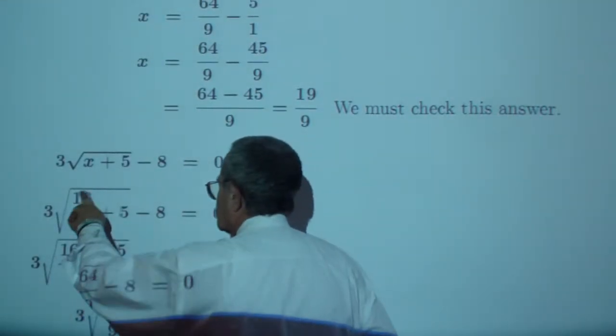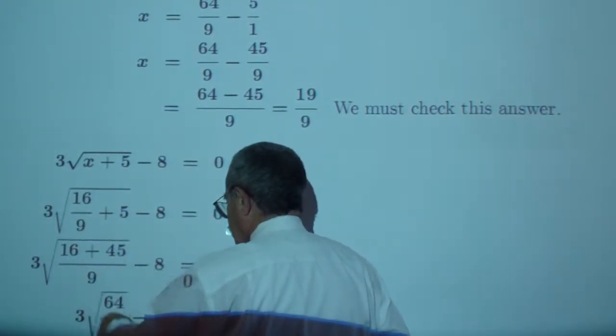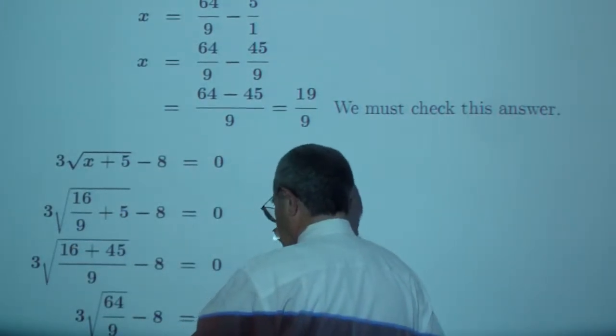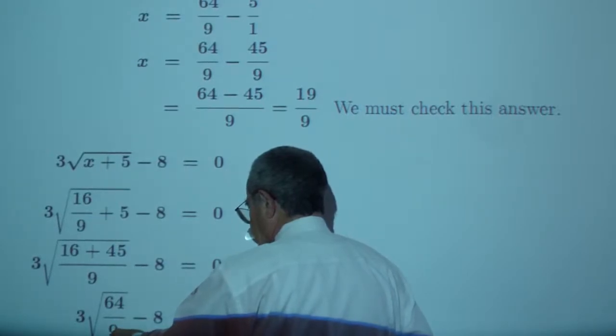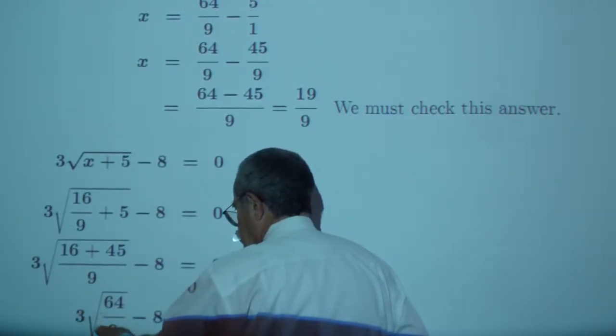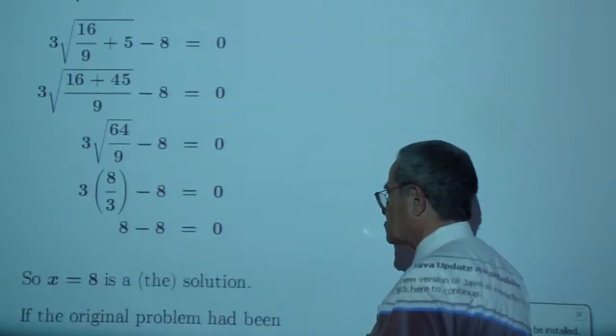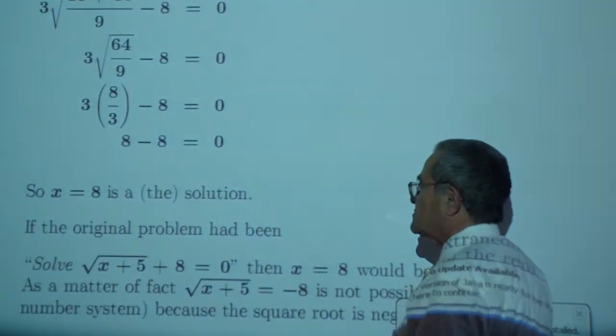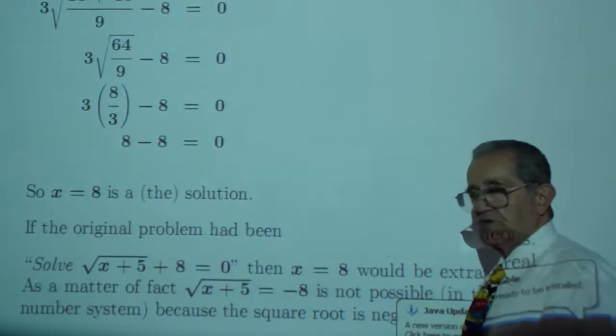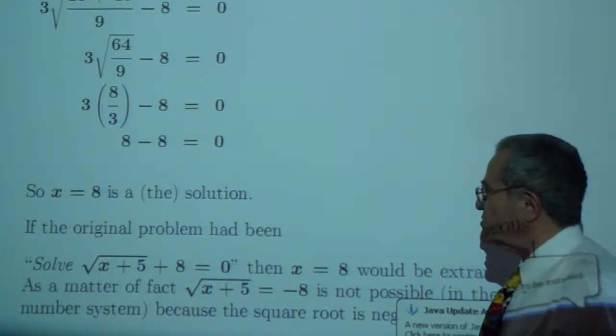So 3 times square root of 19 over 9 plus 5 gives you 3 times the square root of 64 over 9, which is 3 times 8 over 3. The 3 drops out. 8 minus 8 is 0. This works, yes? So x, which is 19 over 9, is a solution. It is the solution. Solution is unique.